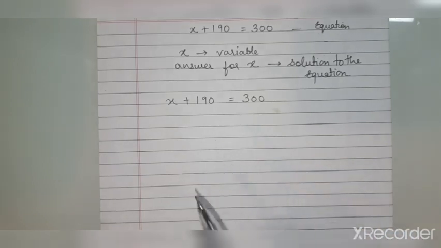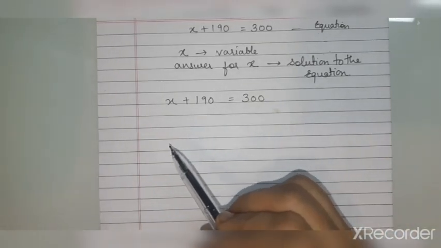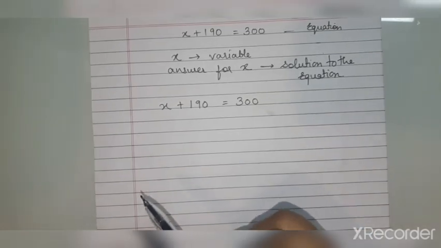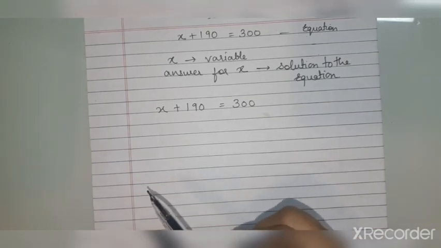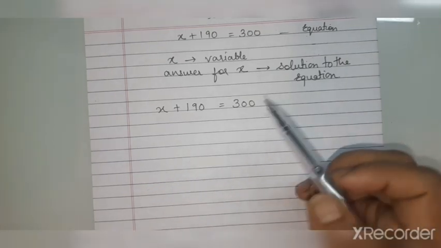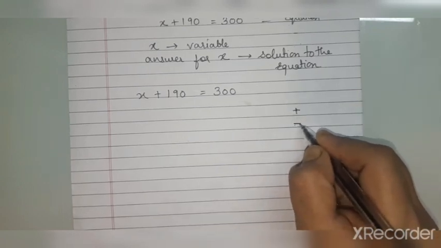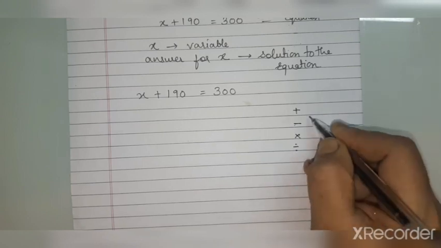So when we have to solve the equation, the first thing we have to see is what operation is involved in the equation. And we have to do exactly the opposite on both sides. Now what is opposite? In operations we have addition, subtraction, multiplication, and division.